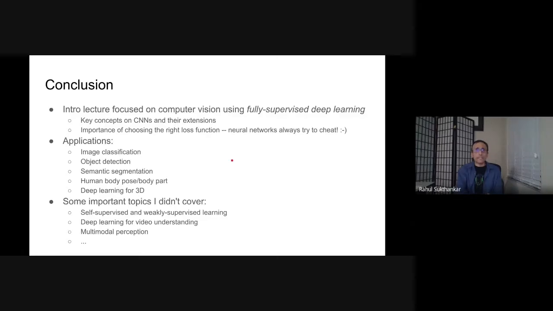We covered a number of applications, starting from image classification, worked our way through object detection, semantic segmentation, and some things on human body parts and so on, and ended with a quick look at deep learning for 3D. A lot of topics I didn't cover, and we might be able to cover some of these in the discussion we have coming up, are things like, what do you do when you don't have fully labeled data for your task? So self-supervised, weakly supervised learning. There's also increasing excitement around using simulated data, for example. We didn't talk about video at all, and that's an area which I think is really interesting.